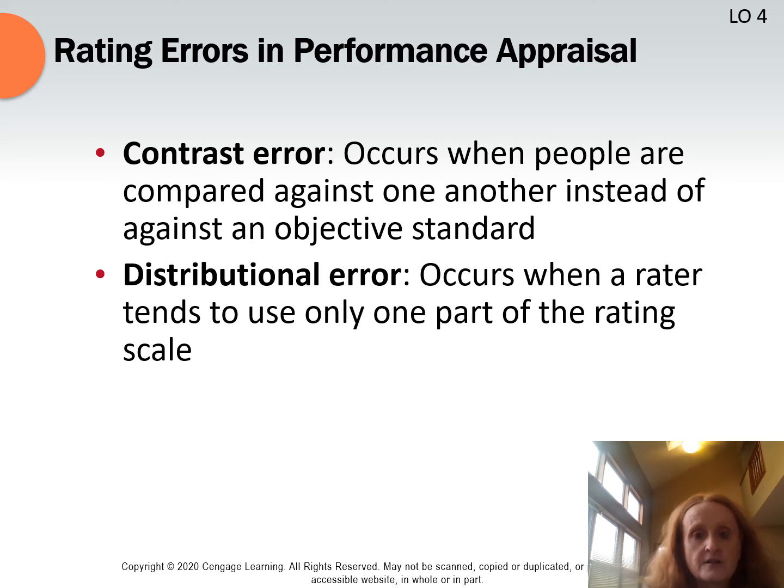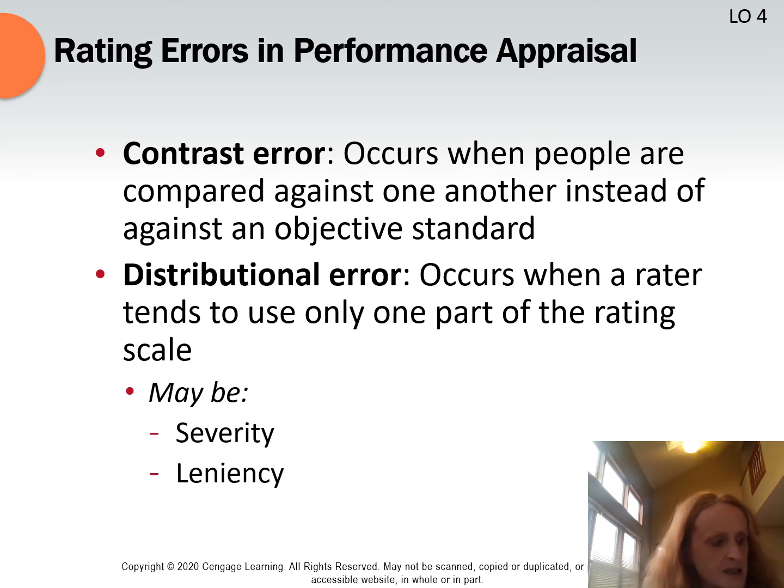A distributional error occurs when a rater tends to use only one part of the rating scale. Different types of this may be severity. This is a distributional error which occurs when the manager gives low ratings to all employees by holding them to an unreasonably high standard. Another type is leniency. This is the opposite of severity. Leniency occurs when a manager assigns relatively high or lenient ratings to all employees. Or there could be a central tendency, so managers tend to rate all employees average, using only the middle part of the rating scale. So those are distributional errors.